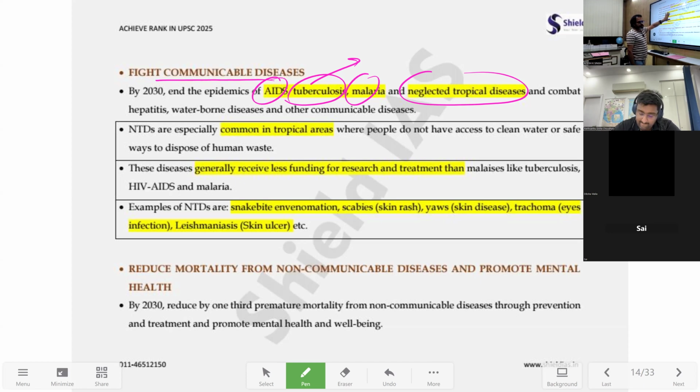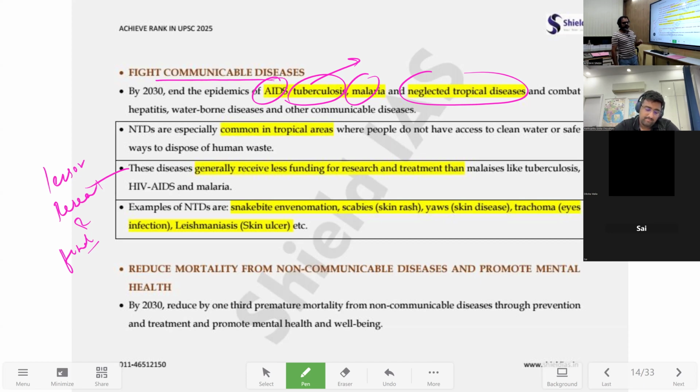First of all, these are common in tropical areas where health and clean water are not available and sanitation is not properly available. Why are they termed neglected? Because there is lesser research and lesser funding in dealing with them, in comparison to the funds provided to HIV/AIDS, tuberculosis or fighting malaria.